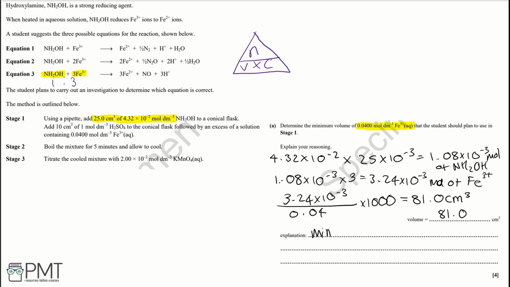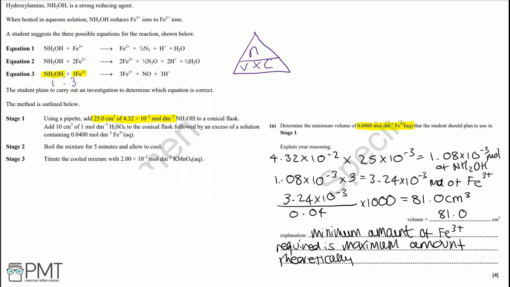If we assume that equation 3 is our correct equation, then the reason why the minimum volume of Fe3+ that the student should plan to use in Stage 1 is 81 centimetres cubed is because the minimum amount of Fe3+ required would be the maximum amount theoretically required to react with all of the NH2OH, or hydroxylamine. The marks for this question are awarded for correctly working out the number of moles of NH2OH and Fe3+, correctly working out the minimum volume of Fe3+, and writing the explanation below.